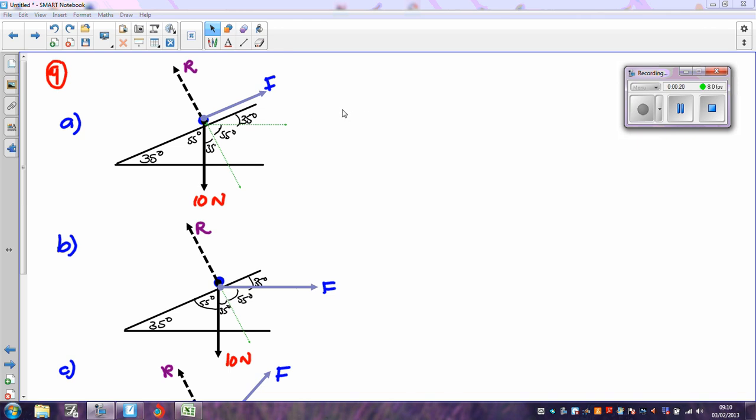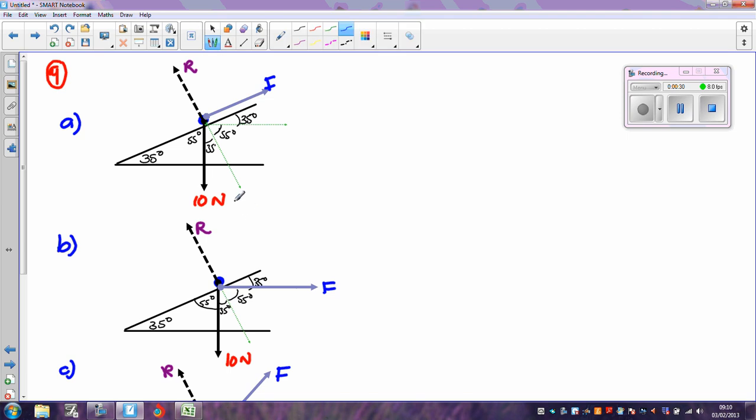Now, the diagram is almost the same in each case, and in each case, we're going to have a normal reaction between the particle and the plane. The weight of the particle each time is 10 newtons, we're told that. And first of all, I've got the force which is holding the object onto the plane acting parallel to the plane. And it must be acting in an upward direction because otherwise the particle would fall down the plane.